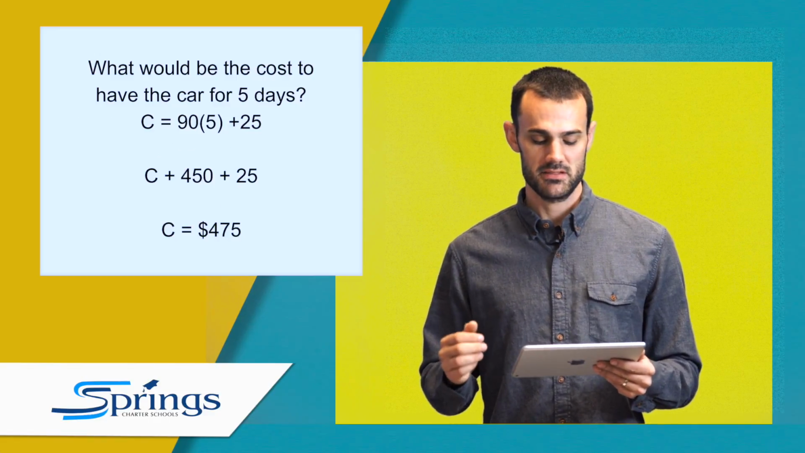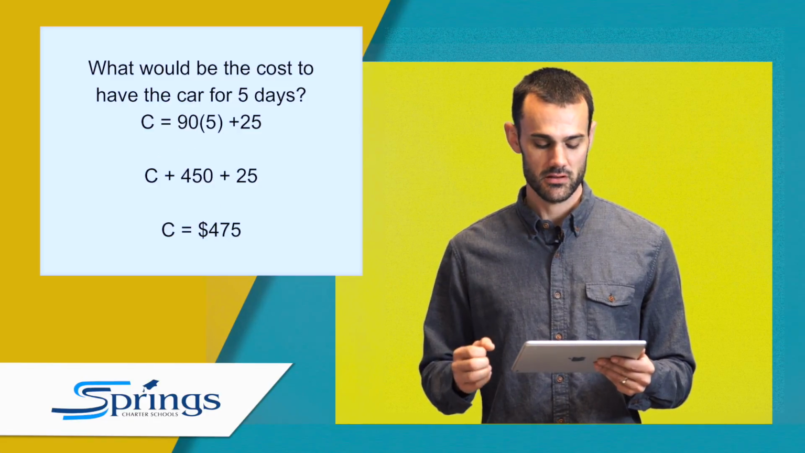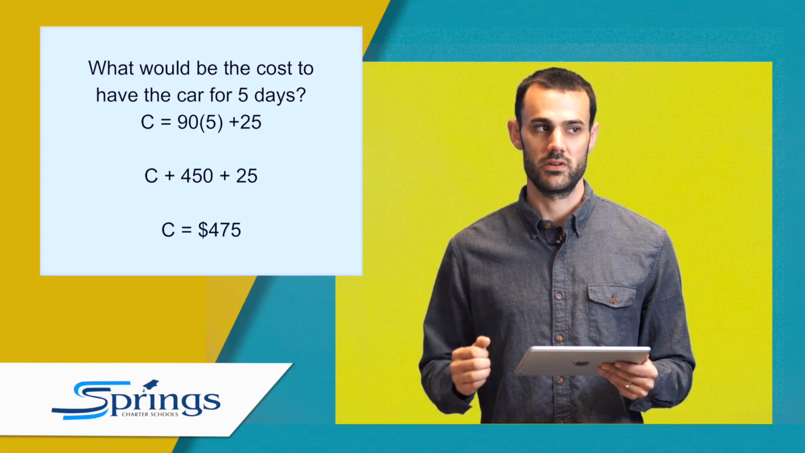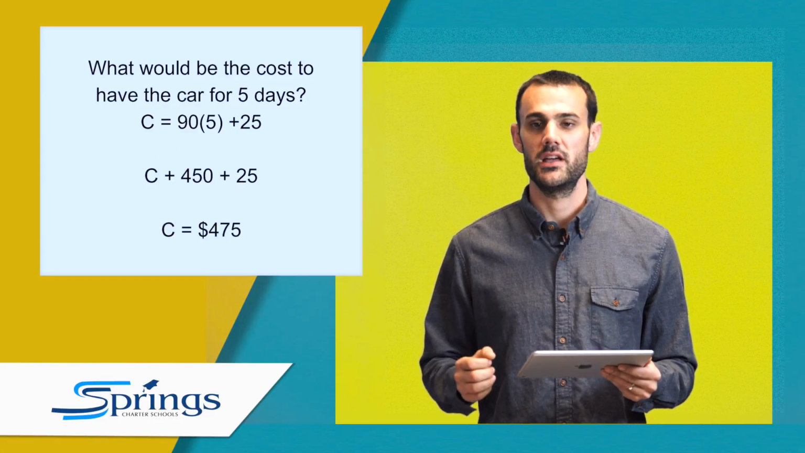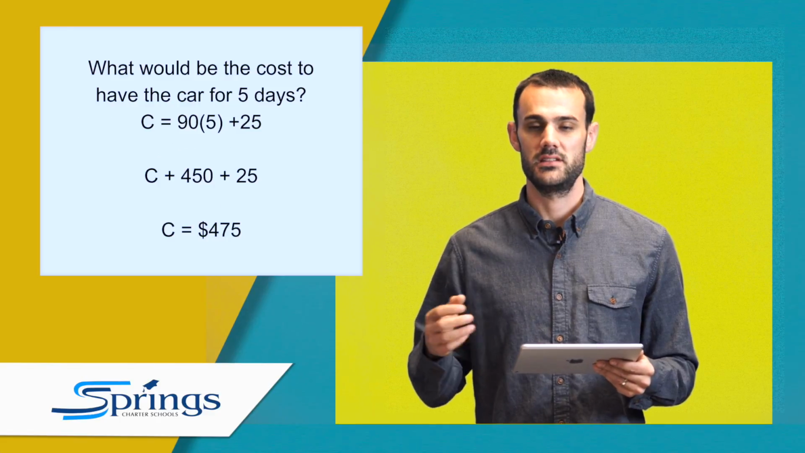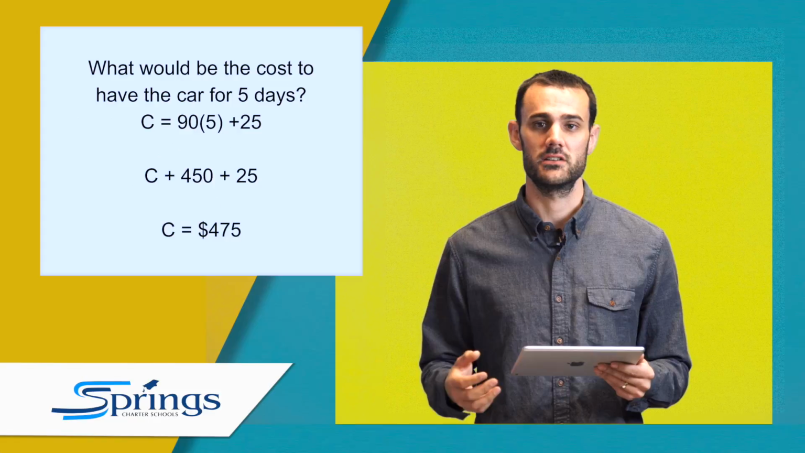Well, 90 times 5 is 450, so I brought that part of our equation down. So C equals 450 plus 25. Well, I add those two values together and I get $475. So Danny's going to go ahead and pay the fee of $475 to have that vehicle for 5 days.